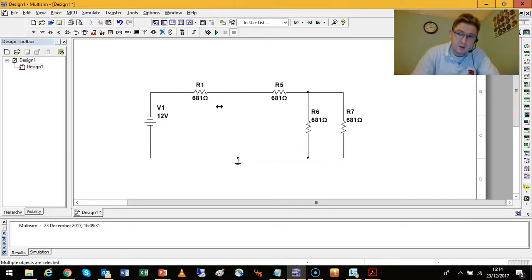So remember, with an open circuit, you replace it with a gap, and with a short circuit, you replace the component with a wire. Okay?